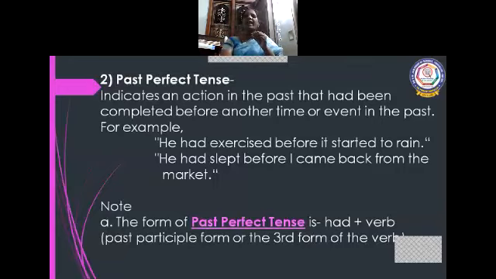It indicates an action in the past that had been completed before another time or an event in the past. So you will be having two events. One already happened in the past, and the other one will be past perfect. He had exercised before it started to rain. So two actions: he exercised and rain also started. He had slept before I came back from the market. Note, the form of the past perfect is had plus the past participle form, or third form of the verb.